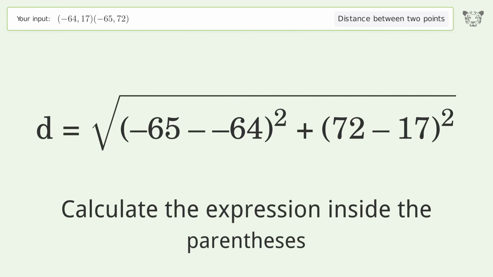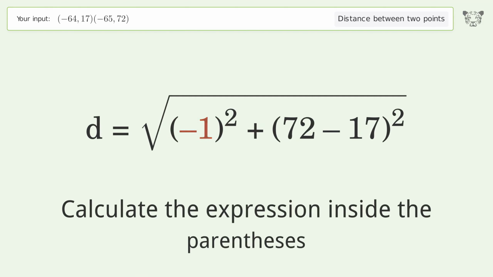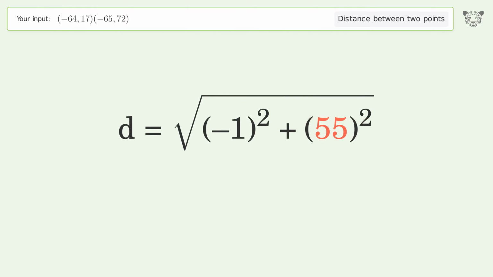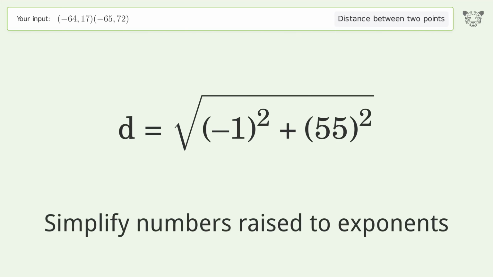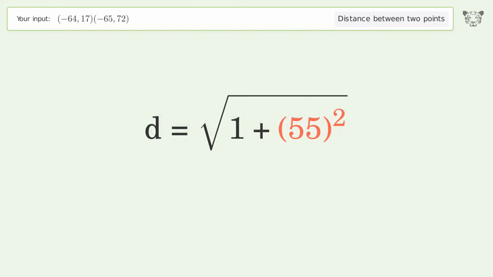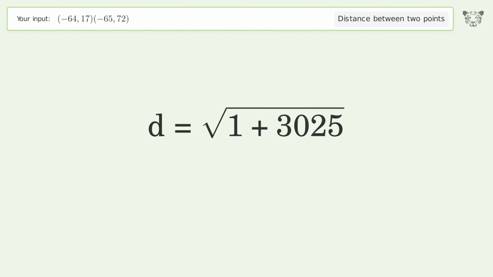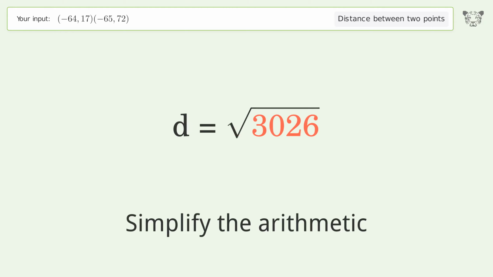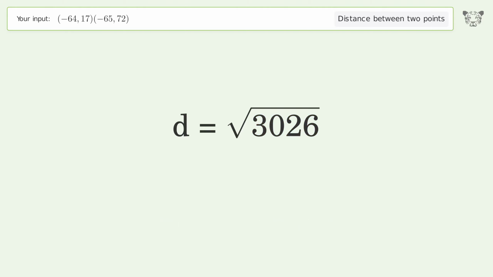Calculate the expression inside the parentheses. Simplify numbers raised to exponents. Simplify the arithmetic. And so the distance between the 2 points is the square root of 3026, or 55.009.